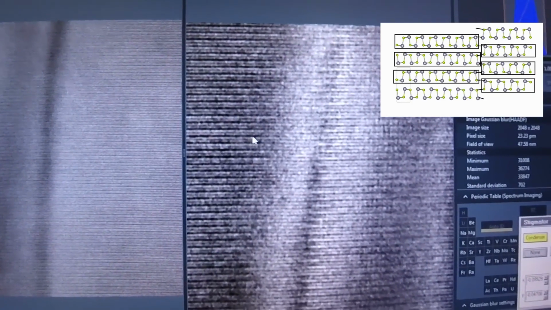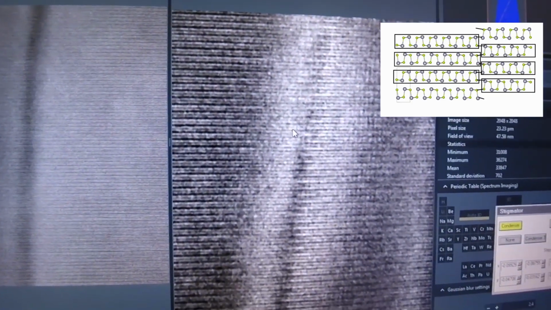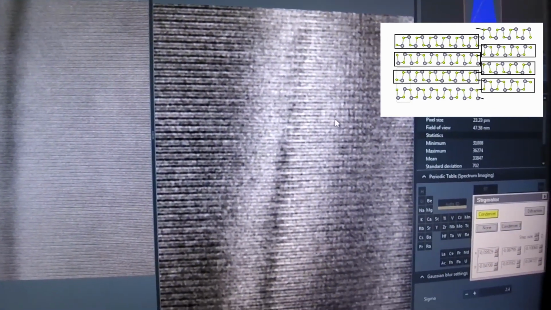Oh, oh, oh. Yes. I got one. Look at this. That's between 2 layers, and then it's in the middle of a layer.